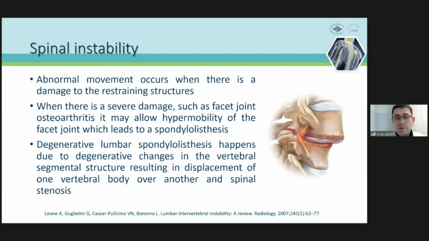Abnormal movement occurs when there is damage to the restraining structures, such as facet joints, discs, ligaments, and muscles. When there is severe damage, such as facet joint osteoarthritis, it may allow hypermobility of the facet joint, which leads to spondylolisthesis. Degenerative lumbar spondylolisthesis happens due to degenerative changes in the vertebral segmental structure, resulting in the displacement of one vertebral body over another and spinal stenosis.